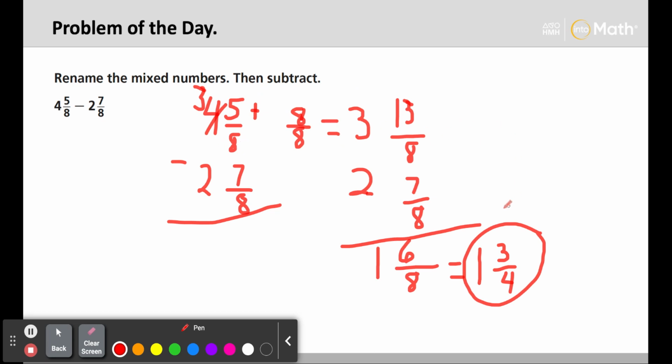Just like if you're doing a regular subtraction problem and you don't have enough, then you borrow from the number next door. You borrow from the whole. If that does not make sense, we will practice. And hopefully this helps. See you in class.